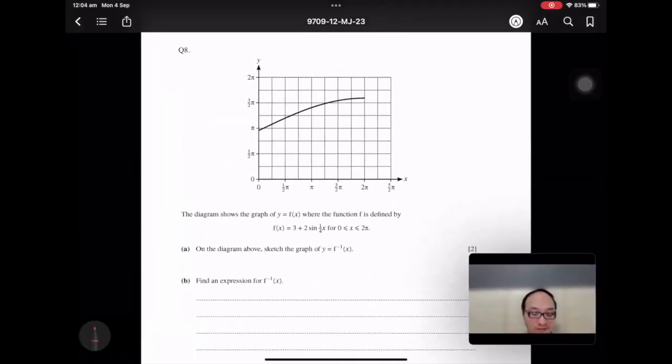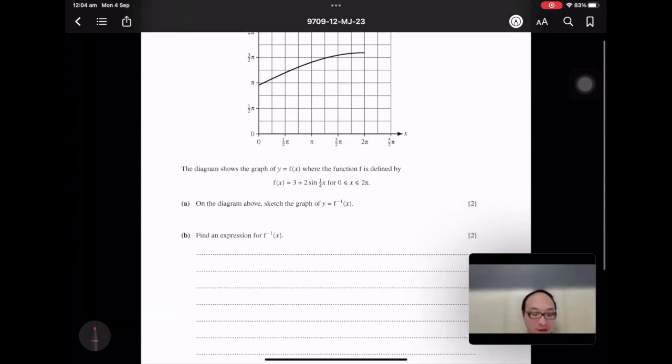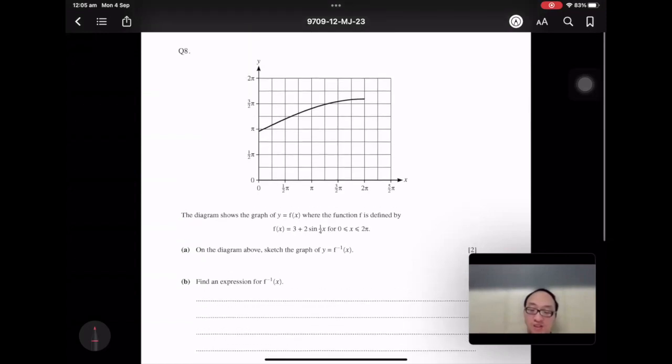Number 8. The diagram shows the graph of y equals f(x), where the function f is defined by. On the diagram above, sketch the graph of the inverse. To draw the inverse function, we have to draw the mirror line. We know that the inverse function is mirrored by y equals x. So we draw it, y equals x, it has the same values.